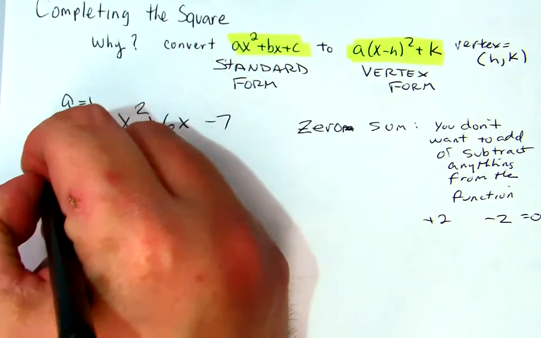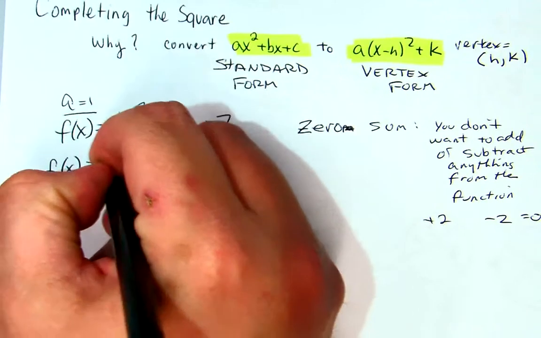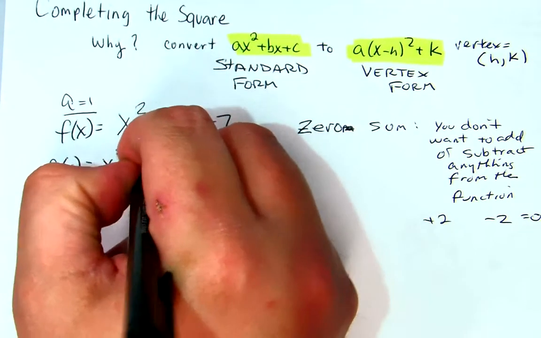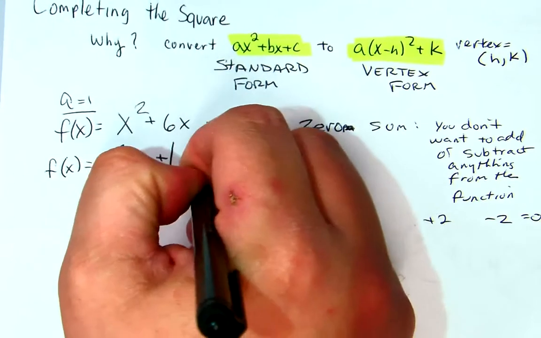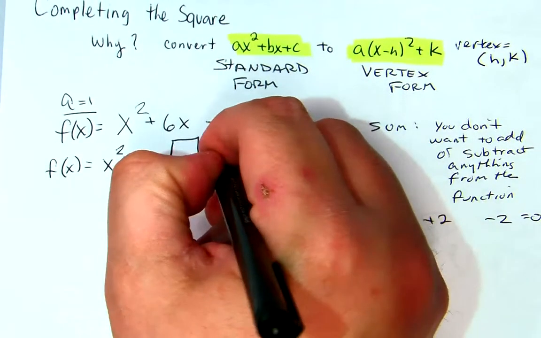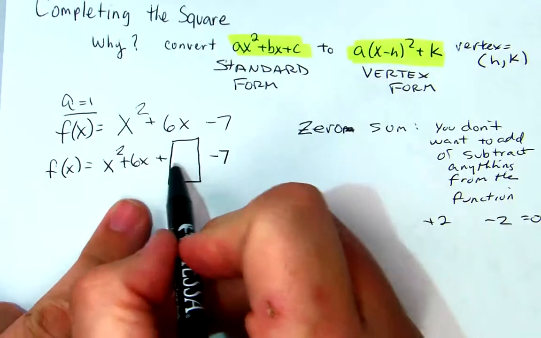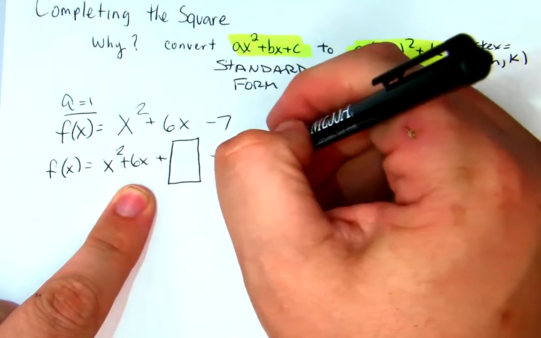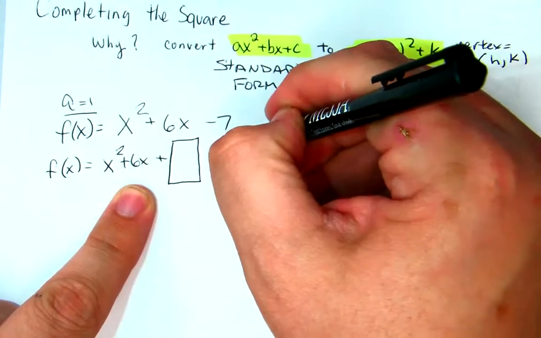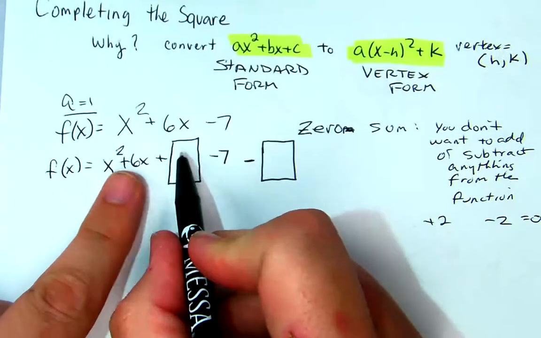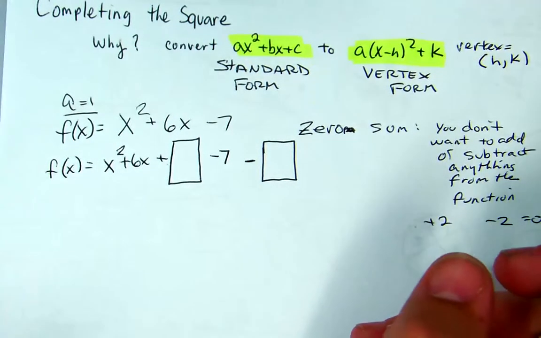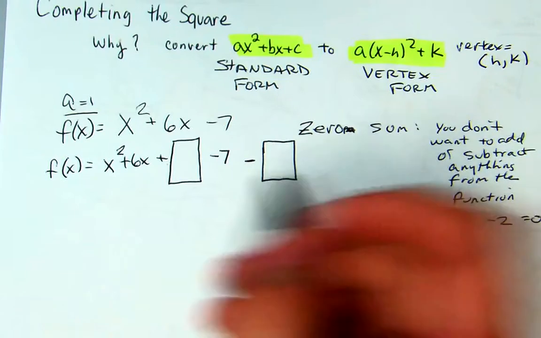What we're going to do is I'm going to have you write f of x is equal to, take the first two terms, x squared plus 6x, and then I want you to write a nice big box right there. Then take minus 7, and since we're going to add a box, I'm going to subtract the box. So this is going to take care of the zero sum idea. If I'm adding something and then I subtract the same thing, I'm not really adding anything at all.